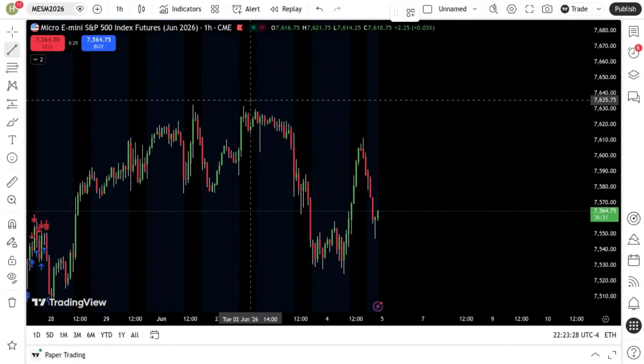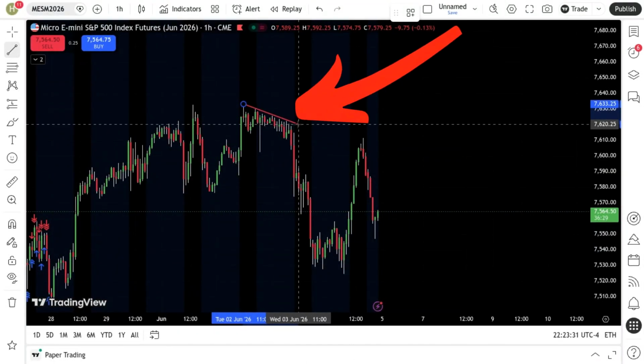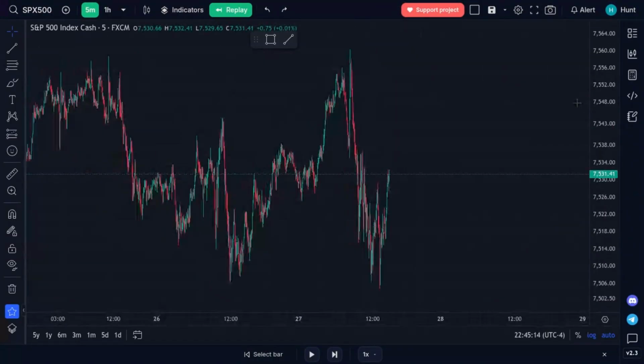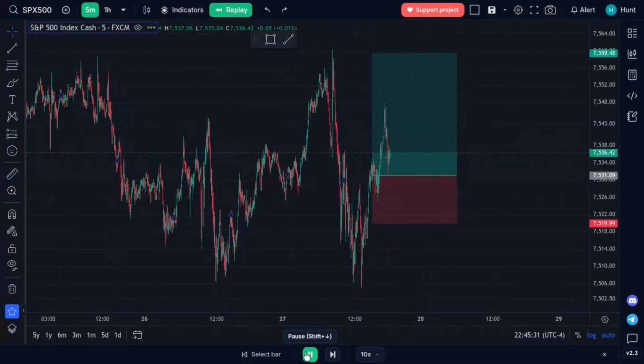Today I will show you exactly how to read liquidity and teach you the different types of liquidity you need to pay attention to. I'll also be backtesting 10 trades with these concepts to see if we would win money or lose it. So, what is liquidity?